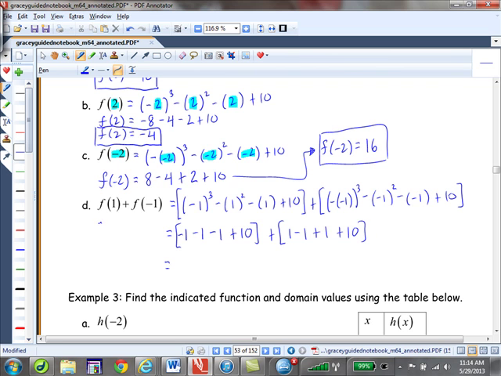So, sorry, we'll keep our notation going. So we'll end up with 7 plus 11 with an end result of 18.